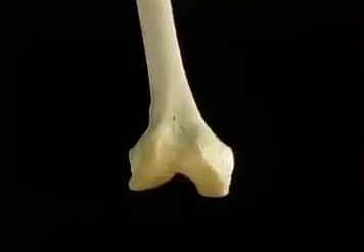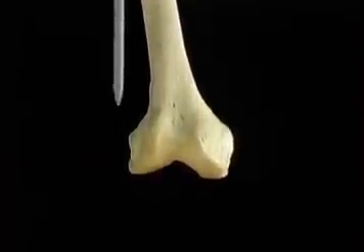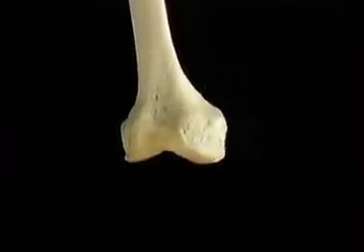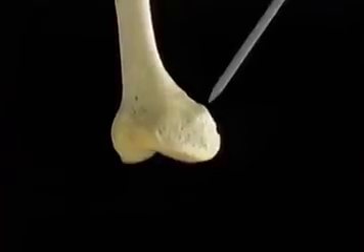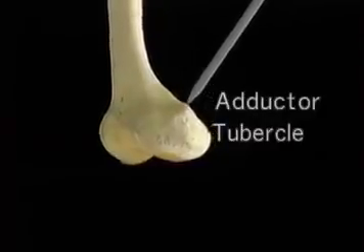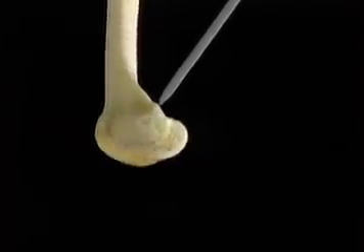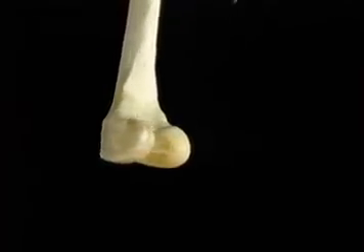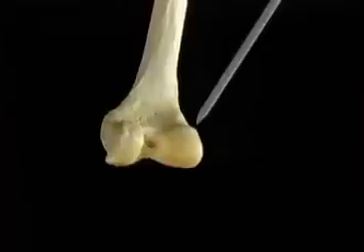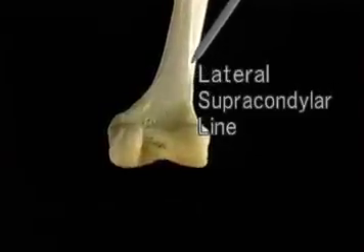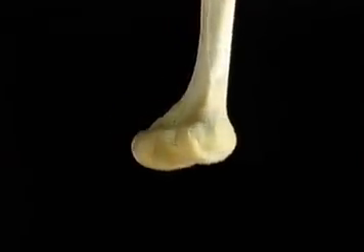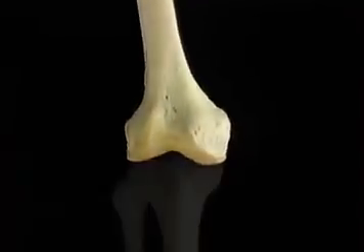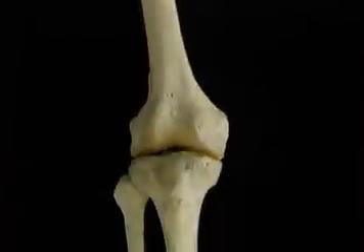Above the two condyles are the epicondyles, lateral and medial. The sharp corner on the medial epicondyle is the adductor tubercle. This prominent ridge is the medial supracondylar line. This one is the lateral supracondylar line. Now we'll add the tibia and the fibula to the picture.